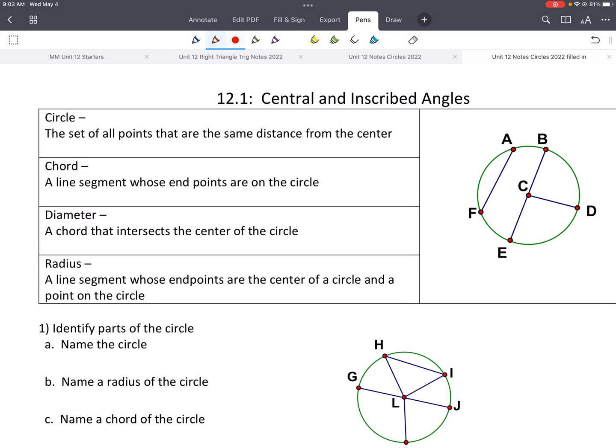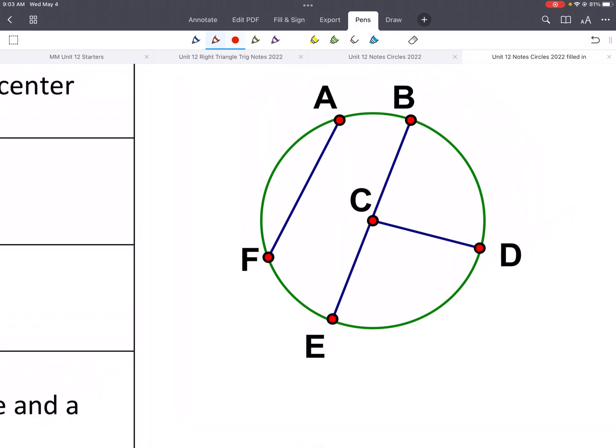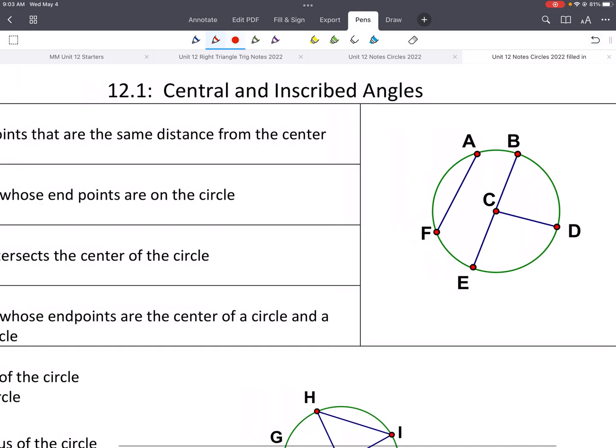Okay, so first off, we got a circle. A circle is a set of all points that have the same distance from the center. So if we had this circle and you made a radius out to an infinite number of places and put points on all of those, that would eventually make a filled-in circle. So that's kind of the definition of a circle.